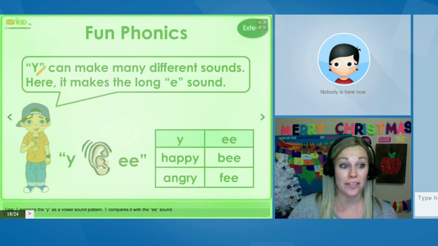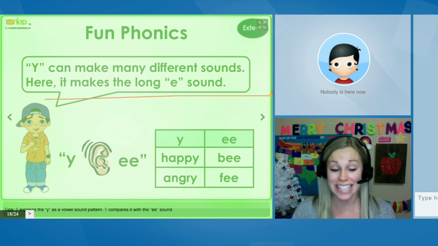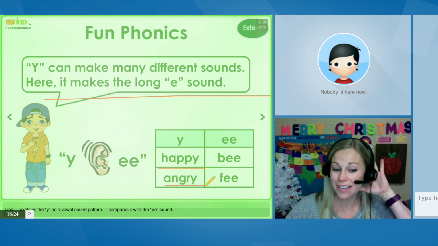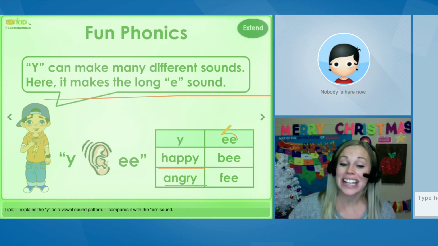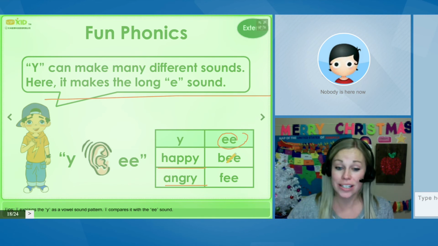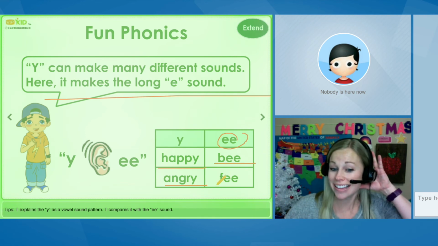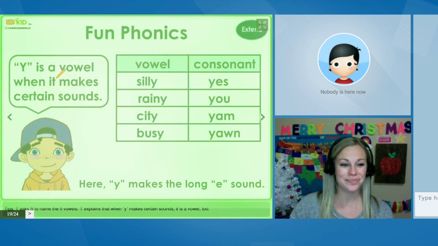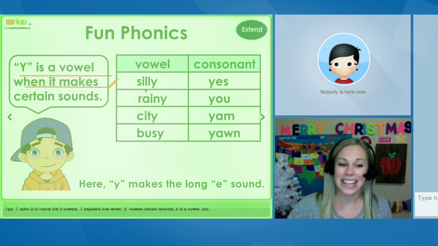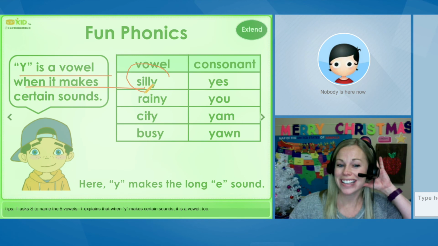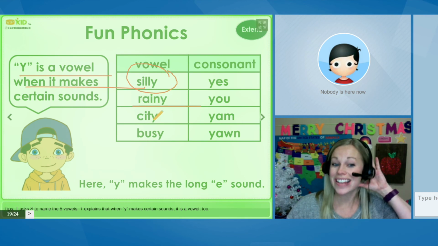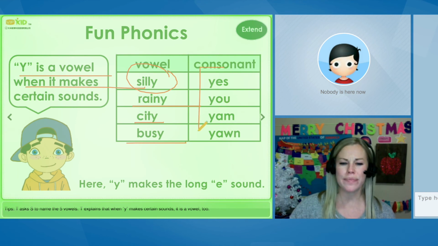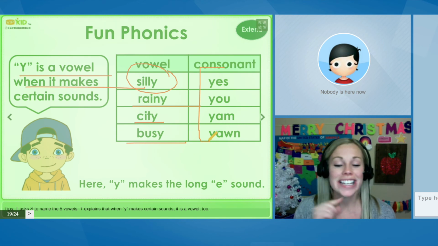Y can make many different sounds. Here it makes the long E sound. Listen. Happy. Can you read these? Good. EE says the same sound. Can you read these? Yes, they sound the same. Let's practice. What does Mike say? Good. Read this. Yes. They're reading the Y sound, and then I say, as a consonant, it says y, y.